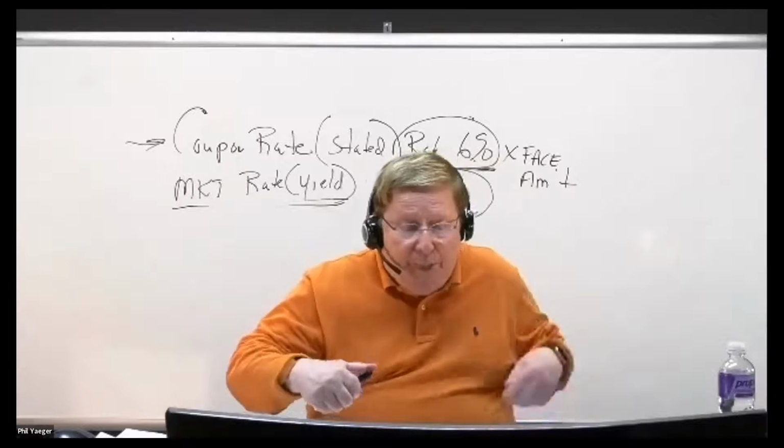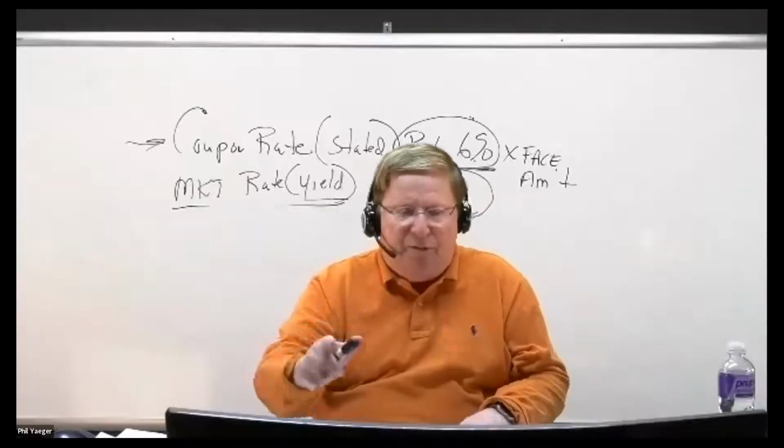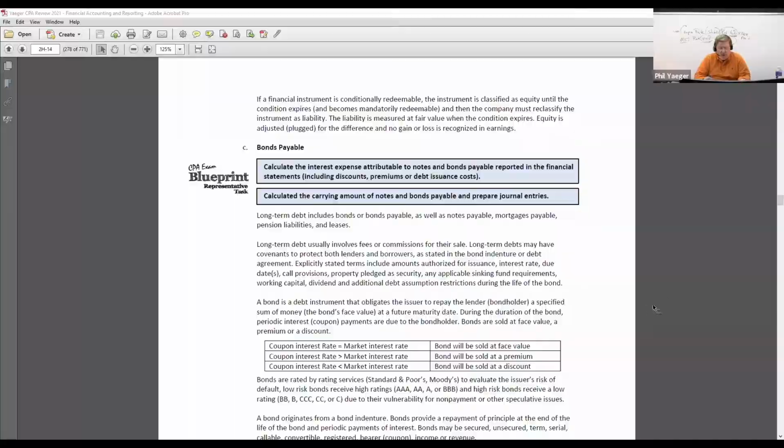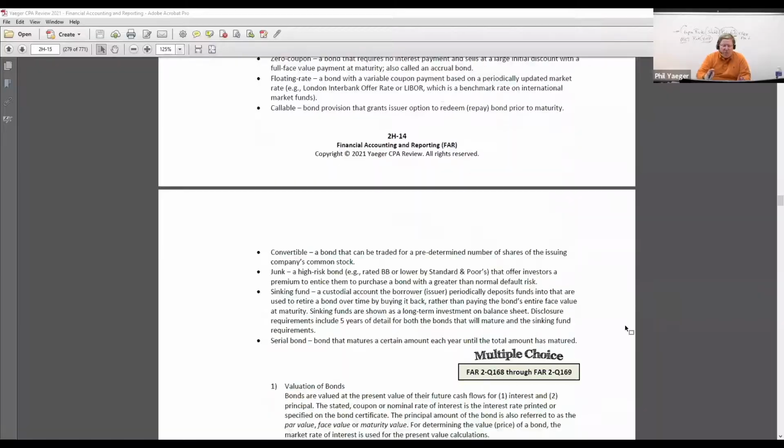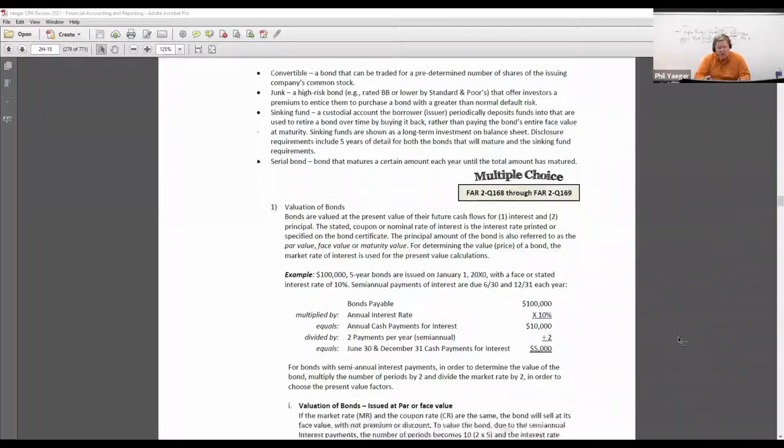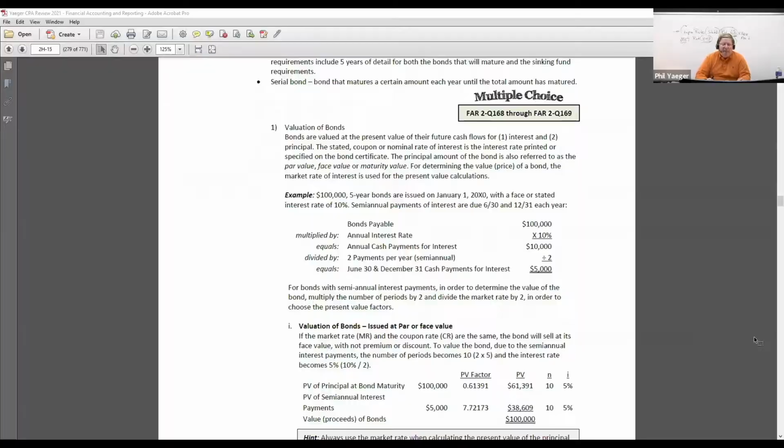All right. Now, let's go to page 2H15. Sonny, 2H15. Now, let's talk about valuations of bonds. And by the way, we'll be doing questions also. Now, it says here, bonds are valued at the following. To determine the issue price of bonds, you're going to take the present value of the principal of the bonds, and also, you're going to take the present value of the interest payments of the bonds. Those two amounts added together should give you the issue price.